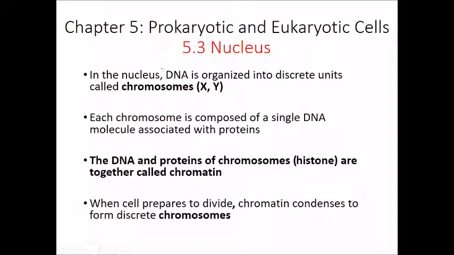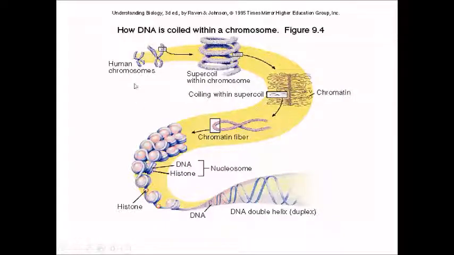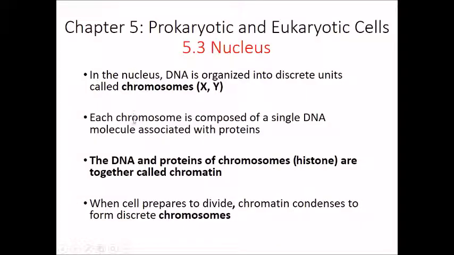In the nucleus, DNA is organized into discrete units called chromosomes. We have the X chromosome and the Y chromosome, as you can see over here. Each chromosome is composed of a single DNA molecule associated with proteins, the protein I mentioned earlier, which is histone. When DNA and histone are together, it is called chromatin. So when the cell prepares to divide, chromatin will condense to form a discrete chromosome.